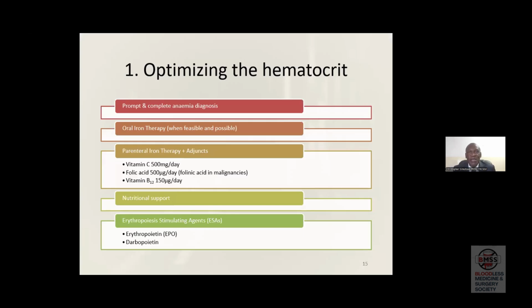The first one, optimizing the hematocrit. We go back to the history. As I said, anemia is very common, so it's very important to get a very complete history. When anemia is found, it must be treated. Initially, one can start with oral iron therapy if someone still has time before the operation. If you want to bring up the hemoglobin very fast, you can use parenteral iron therapy with adjuncts of vitamin C, folic acid, and vitamin B12. It is very important to continue providing nutritional support. And then erythropoietin is also key in helping to increase the hemoglobin faster.